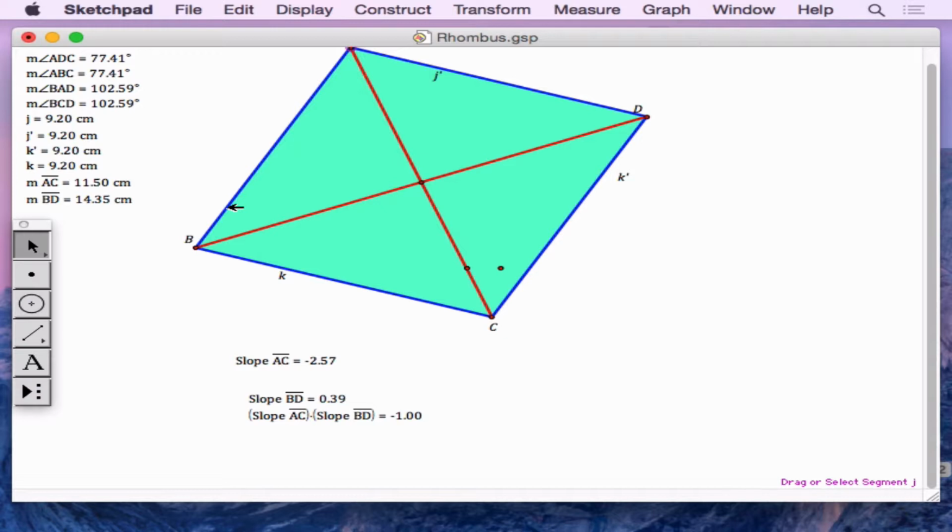What about the other ones? What about triangle ACD and ACB? What kind of triangles are those? Isosceles, correct. What about triangle BCD and BAD?